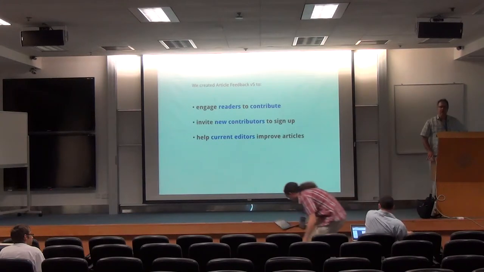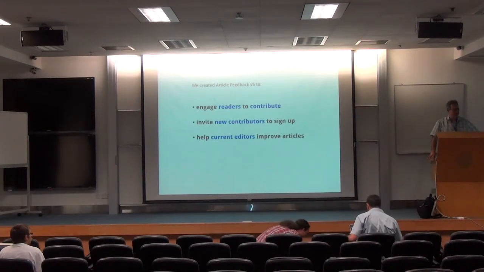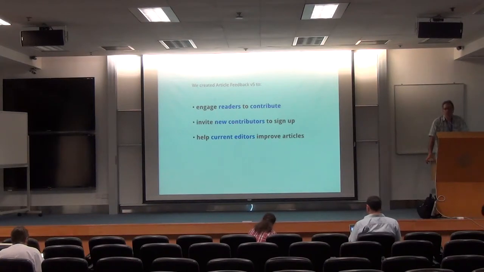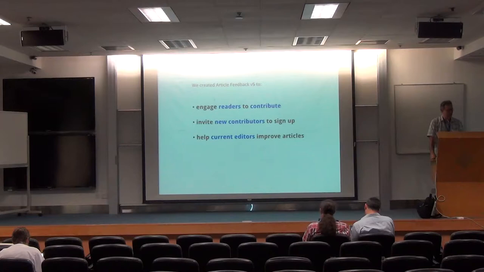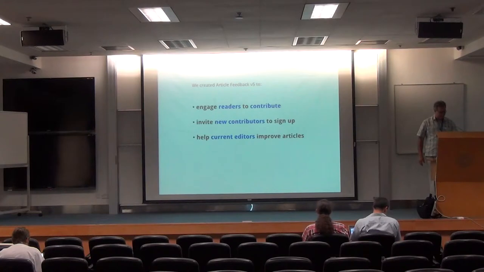First, why did we create article feedback? It was to engage readers to contribute. A lot of readers are not comfortable editing, they don't feel qualified, they're hesitant to do it. It's not just a user interface issue, it's just that they need to be able to provide a little bit of information. The other goal was to invite new contributors to sign up, to register as members and create new accounts. And then last but not least, to help current editors improve articles based on that feedback. But the first two goals were primary.